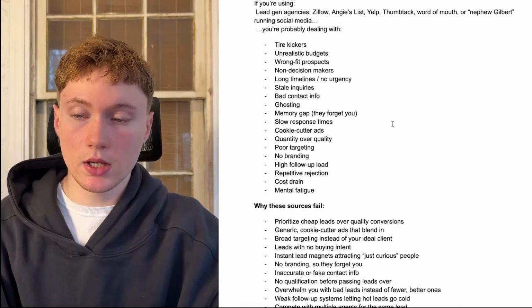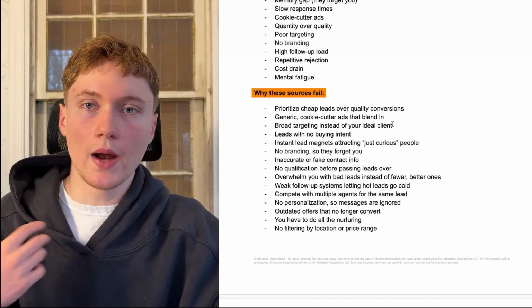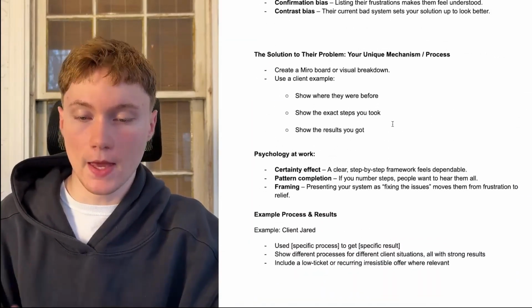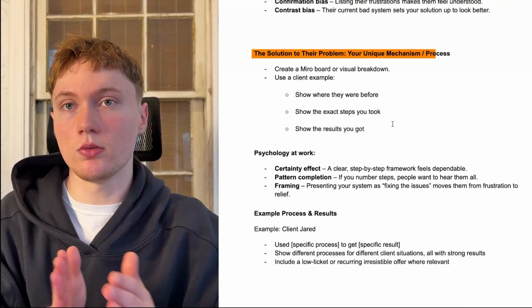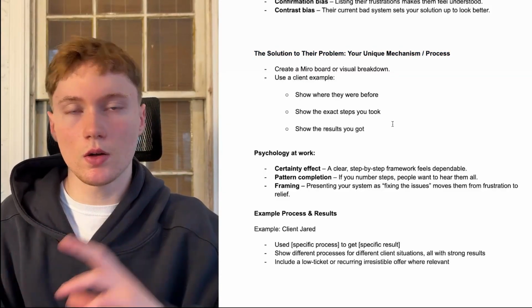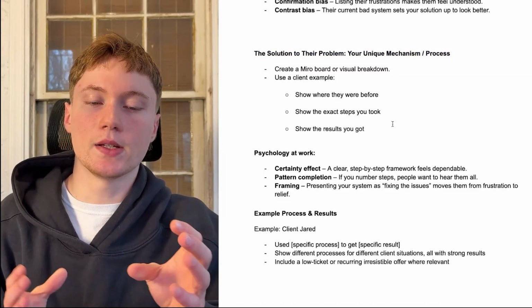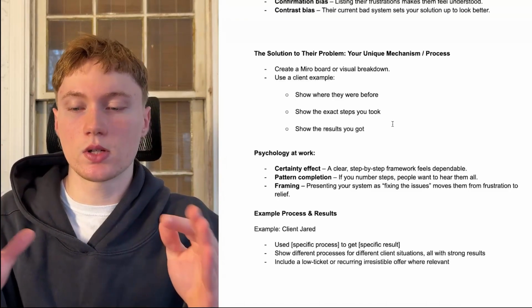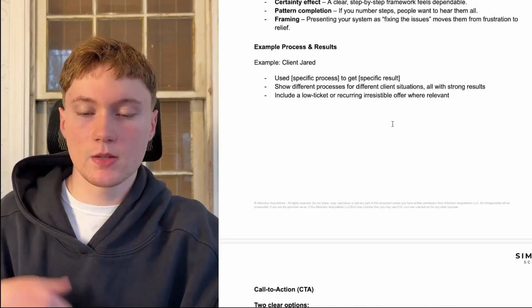So state what they're currently dealing with, and then explain why these sources fail, why they're dealing with what they're dealing with. Then the solution to their problem, which is your unique process or mechanism. This is how we solve those problems. This is what we do at my business to solve those problems, right? And again, we want to frame it as if it's just something that they can follow step by step just by themselves. Okay. Explain the process and the results.